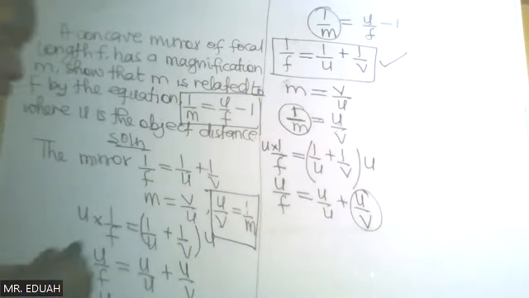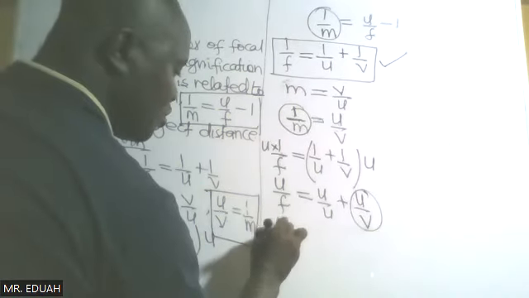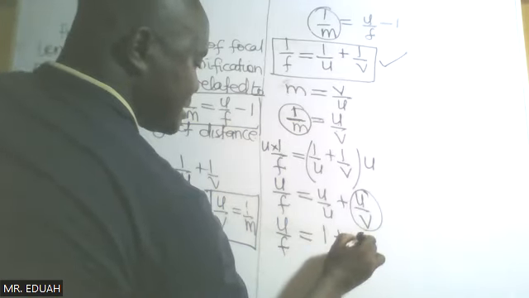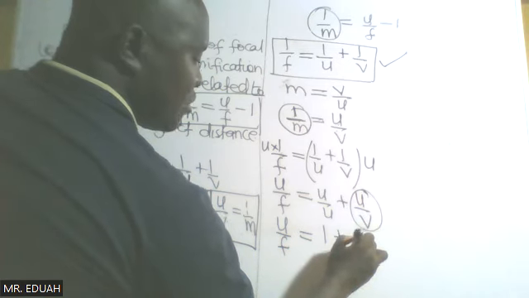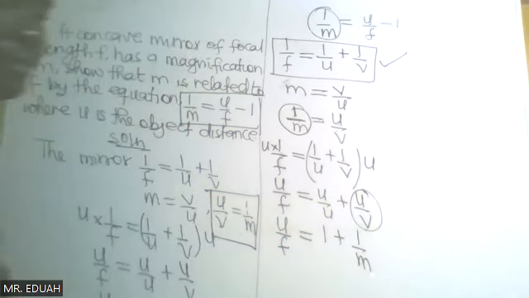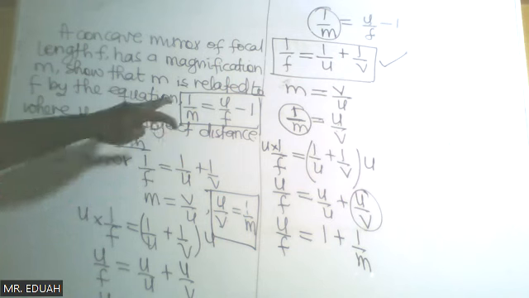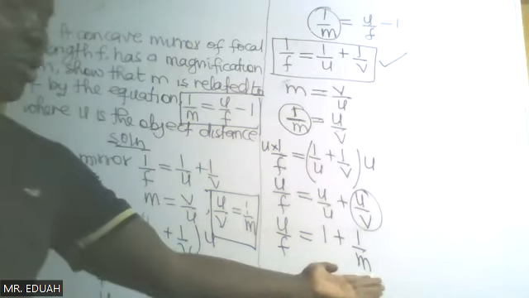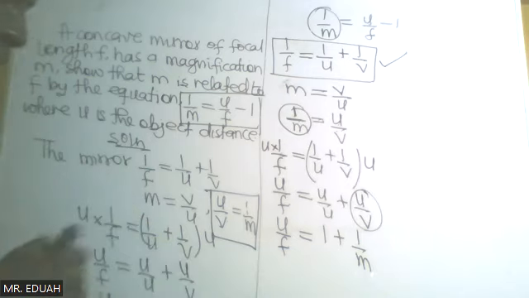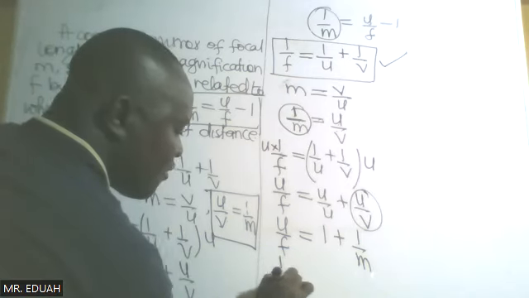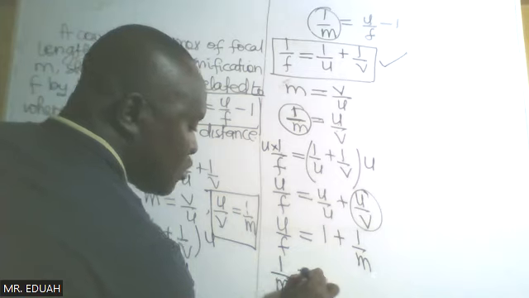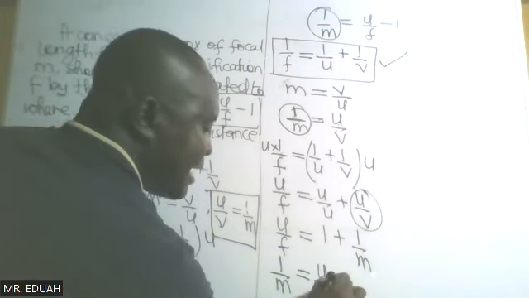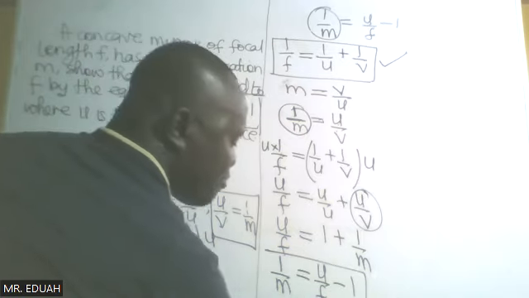So I have U over F is equal to 1 plus 1 over M. The proof is that you are to make 1 over M the subject. So make 1 over M the subject over here. So you have 1 over M is equal to U over F minus 1. And you have proven it.